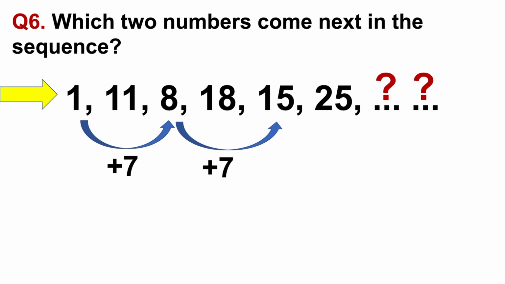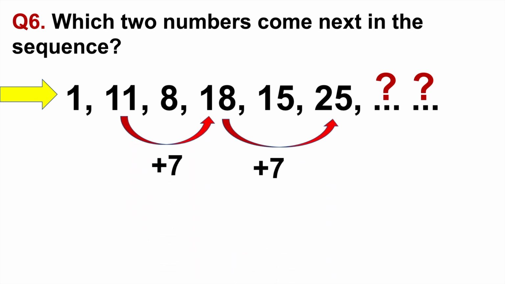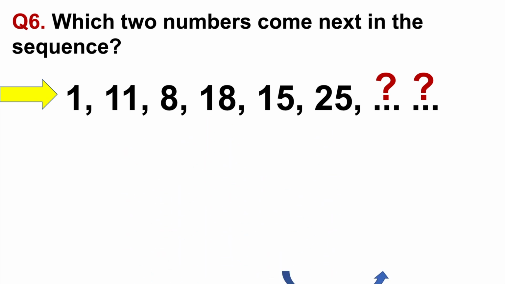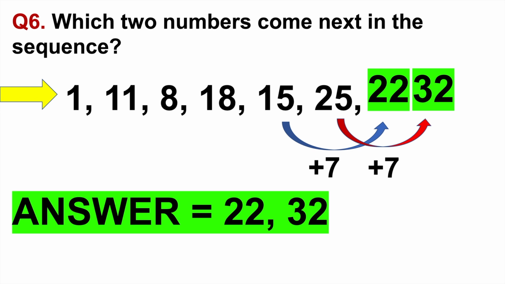So I would add 7 to 15, which I'll show you in a second. And then the even numbers, number 2 to 4 is going up by 7. And then 4 to 6 is also going up by 7. So the pattern is 7 added on each time. So 15 plus 7 will give you 22. And 25 plus 7 will give you 32. So the answer there to that numerical reasoning test question is 22 and 32.